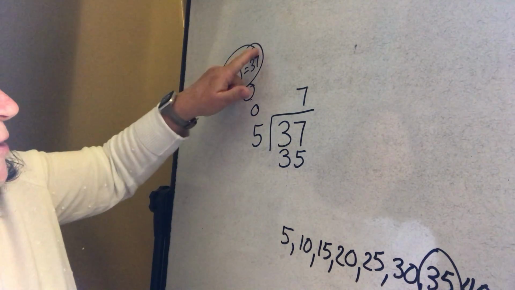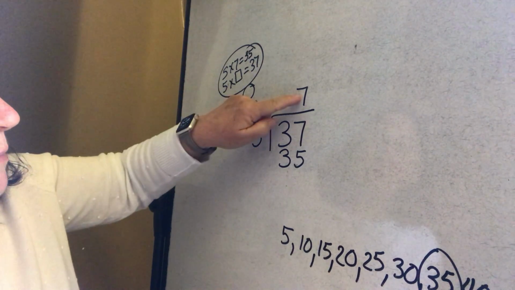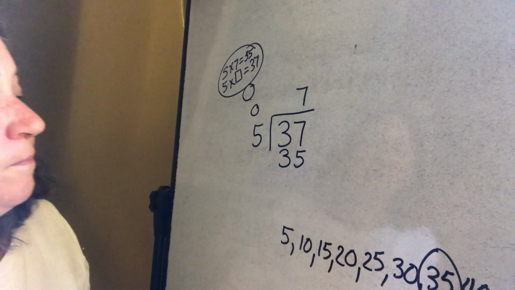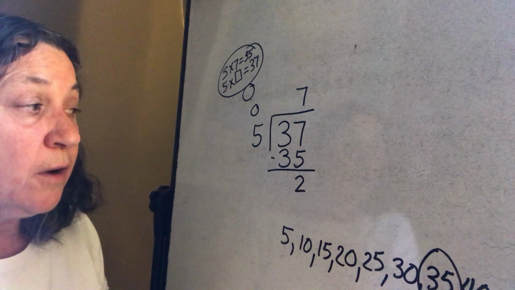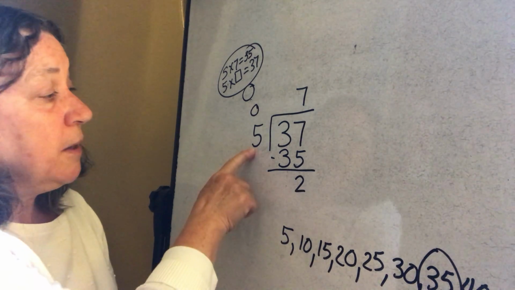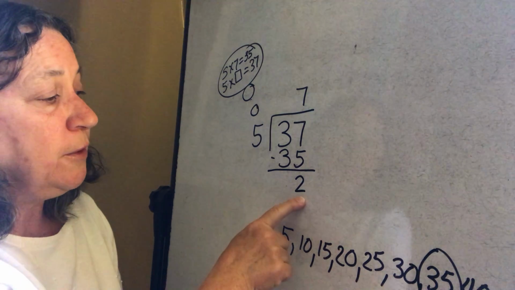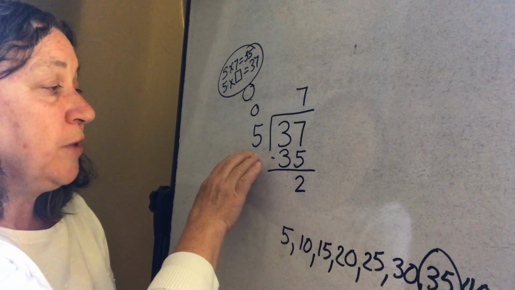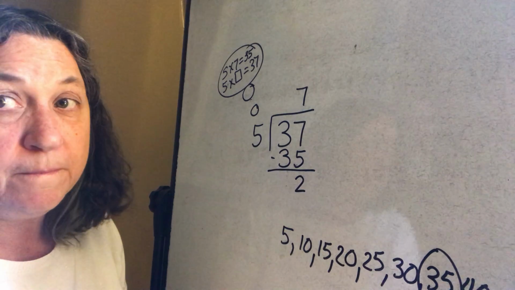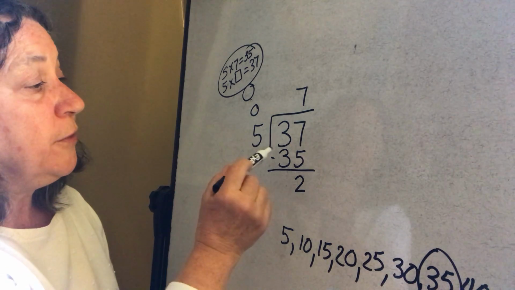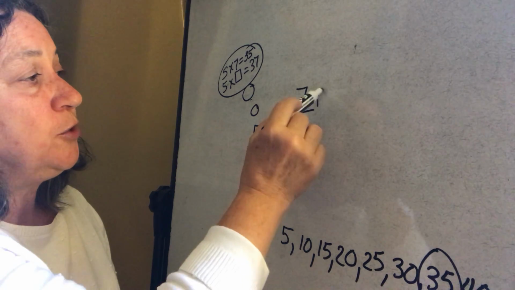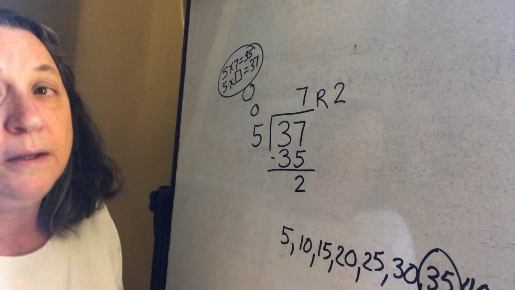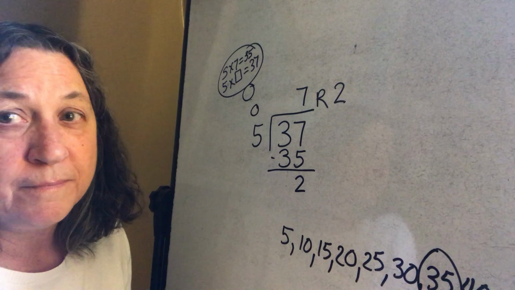5 times 7 is 35. Now we're subtracting to find out if there are any left. And there are 2 left. Can I make another group of 5 with 2? Can I fill another tray? No, I cannot. So there are 37 muffins on 5 trays. There will be 7 muffins on each tray with 2 left over.